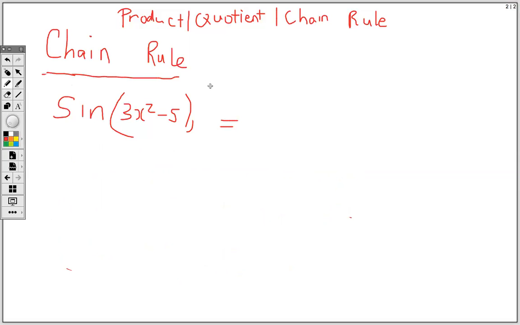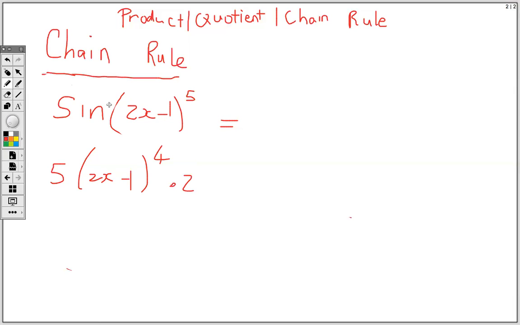So if we had this as to the 5th power, so if we had this as 2x minus 1 to the 5th power, applying the same rule, we differentiate what we have here using chain rule. So we have 5 open bracket 2x minus 1, subtract 1 from the 5, so I'm left with 4. Then differentiate the inside, so you have 2.